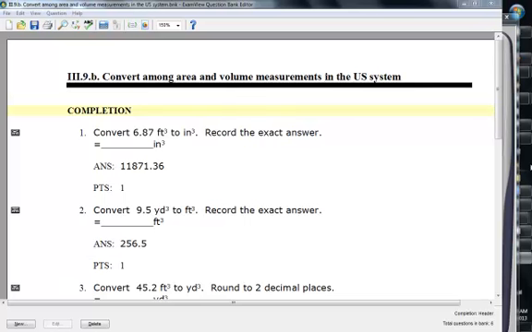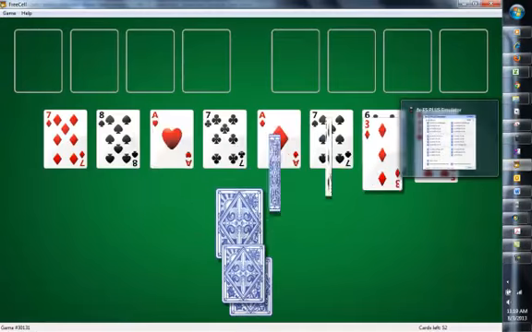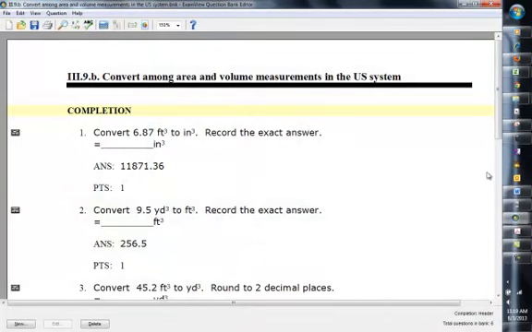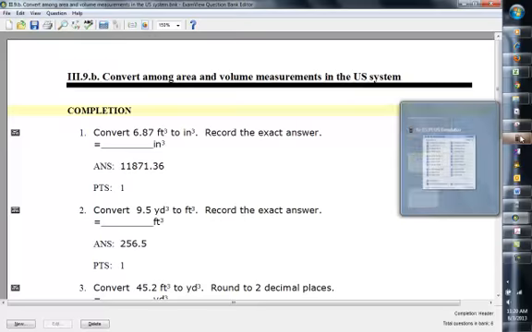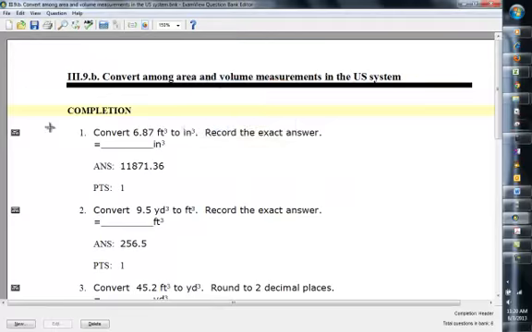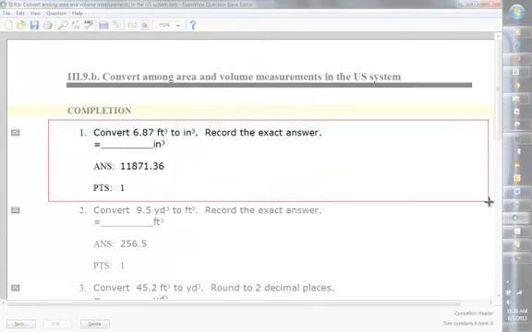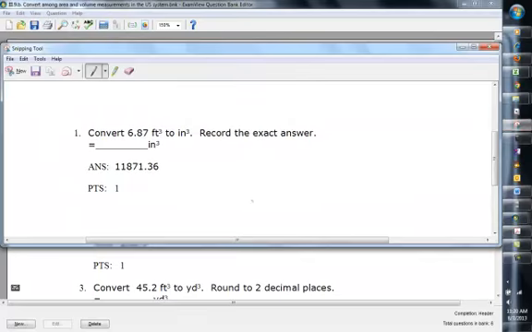All right, in order to solve these problems on 3.9.b, converting among areas and volumes in the USCS system, we need to figure out how those two concepts are related. Let's look at this first question here.